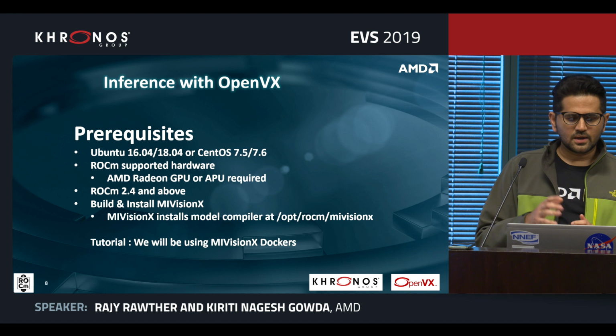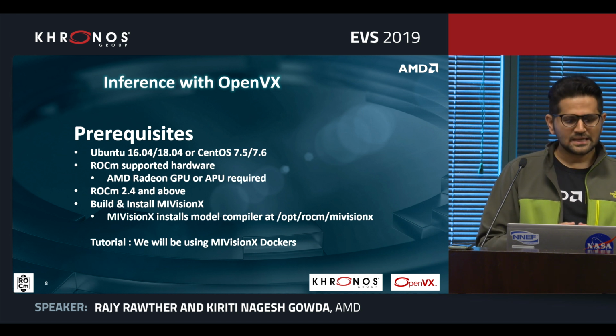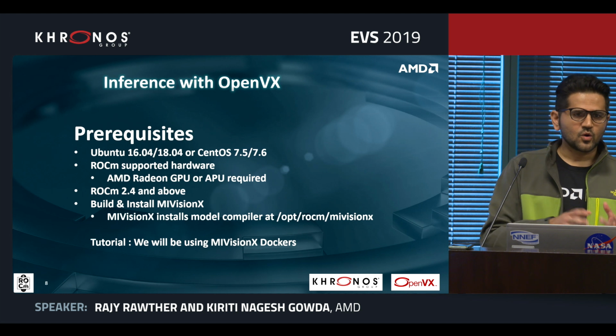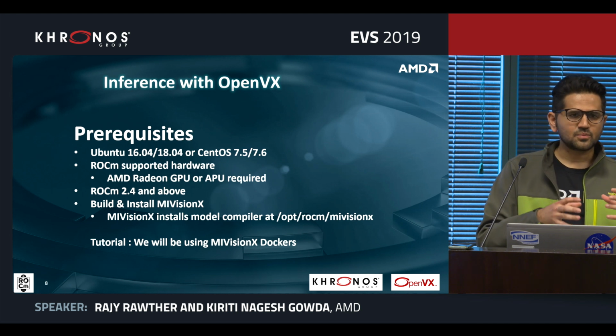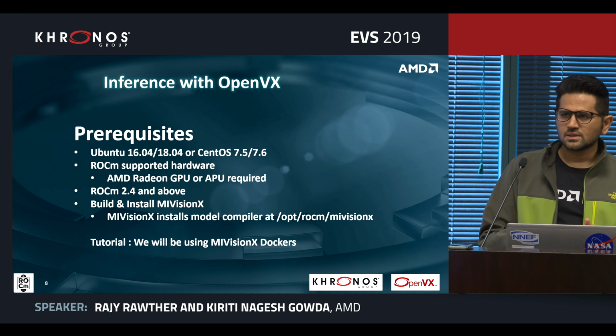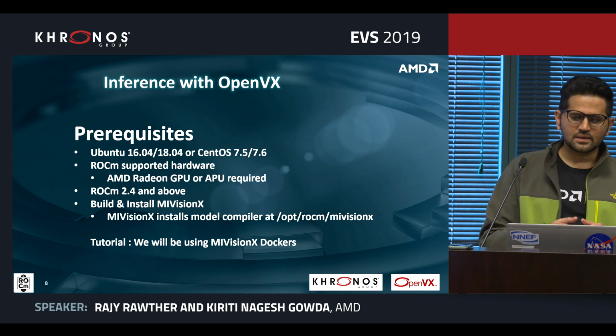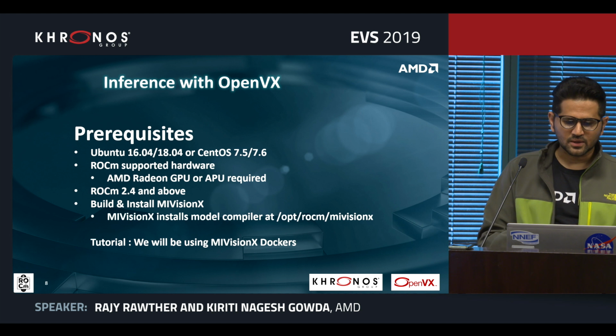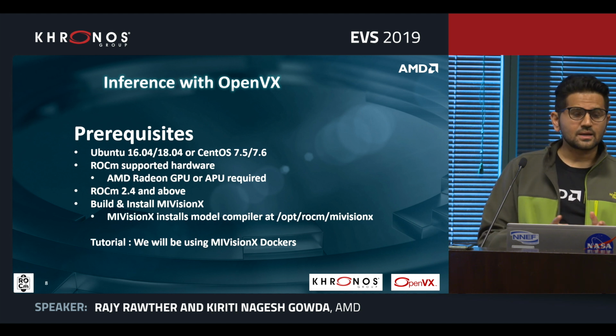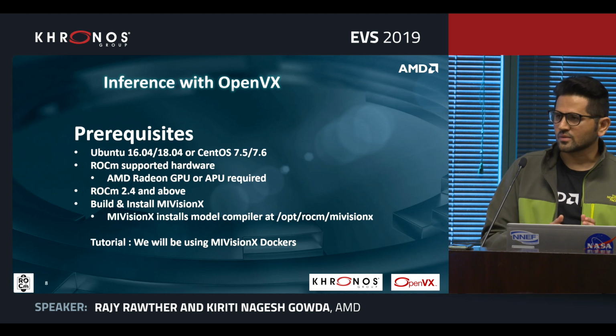For inference in particular, we need an AMD GPU or an APU because we have an OpenVX implementation which runs on both CPU and GPU, and currently our inference is only on GPU. So we do require an AMD GPU or an APU to run on it. ROCm currently is version 2.4, and we work on any of the latest ROCm versions.